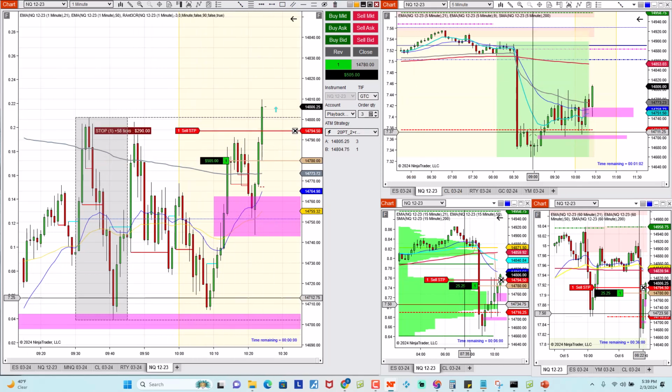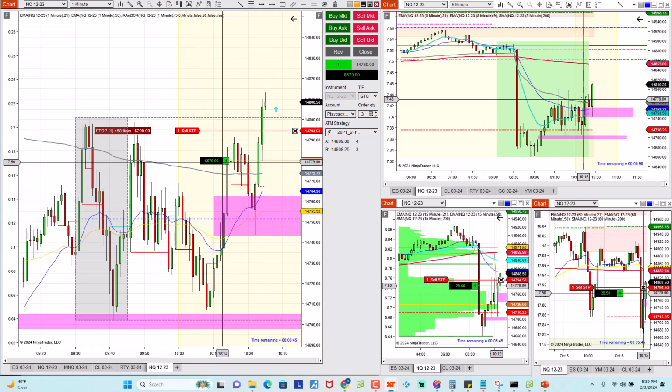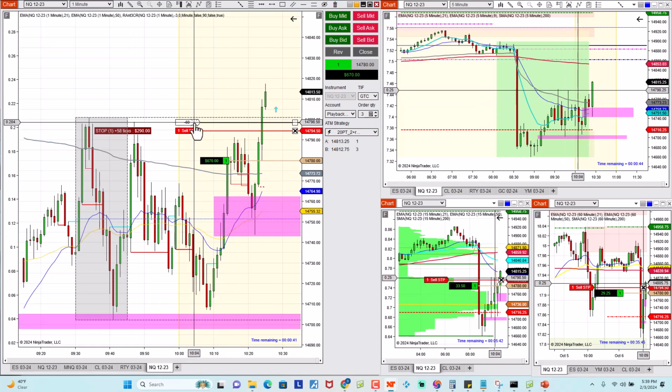Look, even though I'm a little late, I caught it at a perfect time, because that was right on the breakout. So it keeps moving.